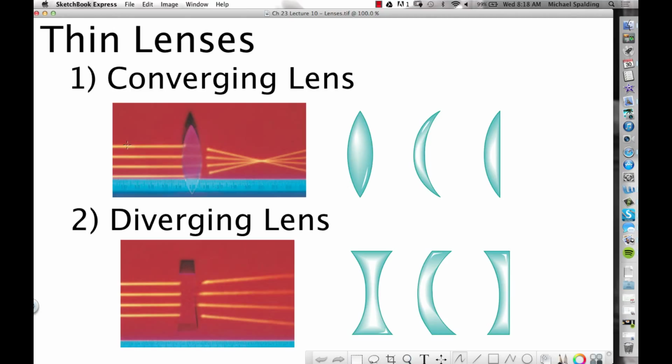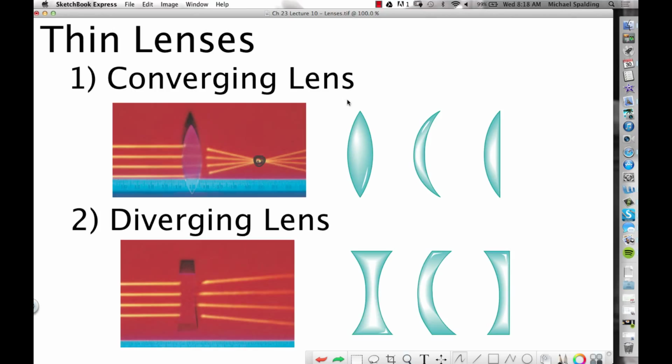If parallel light rays, which would be like light rays from a distant source, come into this converging lens, what does the converging lens do to the parallel light rays? Makes them converge. The parallel light rays hit the lens and they converge to a point. And guess what this point is right here? That's the focal point of the lens.